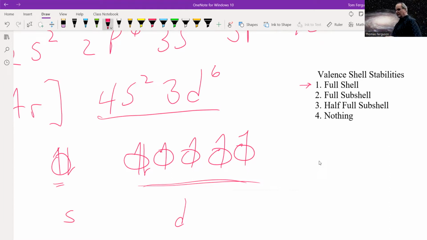If we lose 4 electrons, we're still going to be in the nothing. How many electrons do we need to lose? 1. If we lose 1, look what happens. Now we have a half full subshell. So iron likes to lose 1 electron. When it loses 1 electron, it becomes more stable. Why? Because it's gone from number 4, nothing, to now a half full subshell. So you always see a +1 ion for iron.